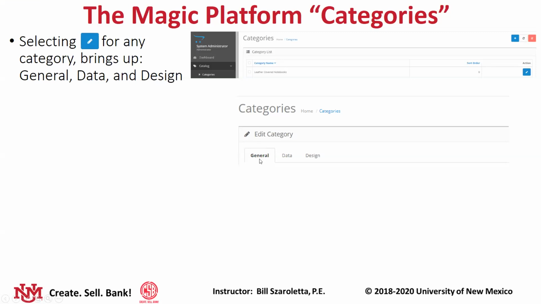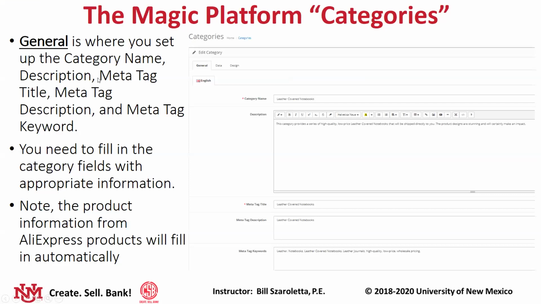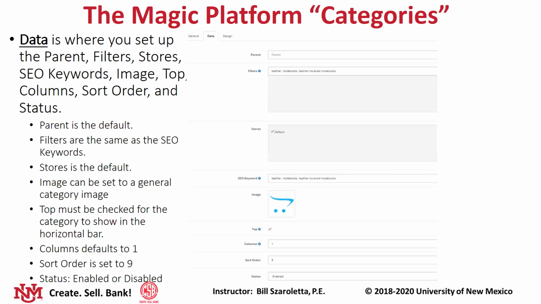So the General tab under categories, you can set the category name, the description, meta tag title, the meta tag description, the meta tag keyword, and you need to fill in the whole thing with information. And now the product information from AliExpress will fill in automatically, but we're just talking about categories right now.